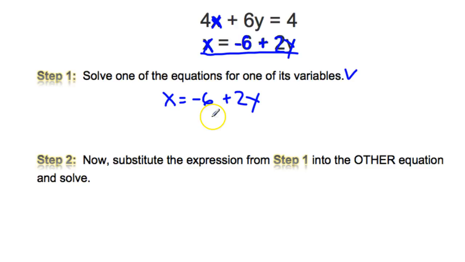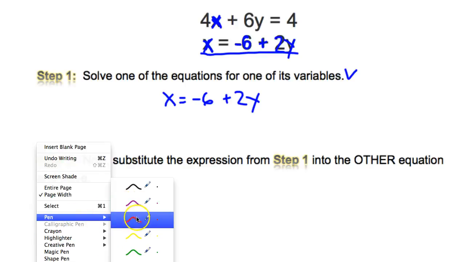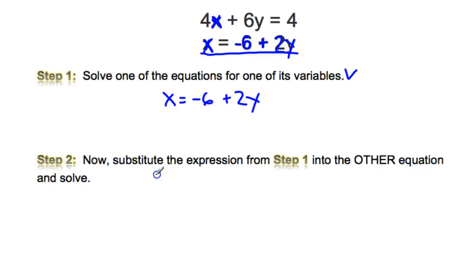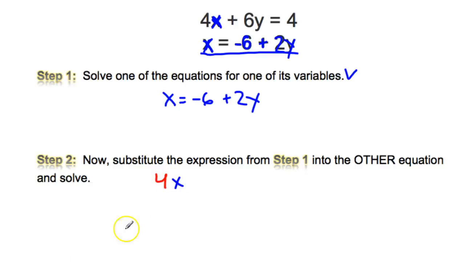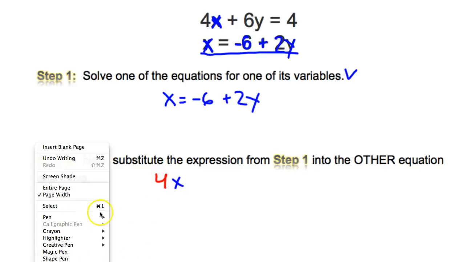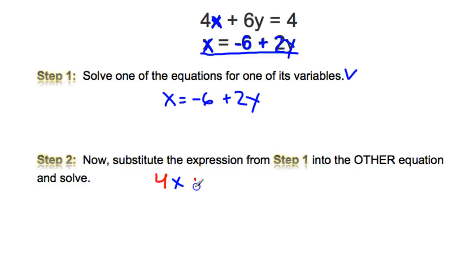So with step 2, it says substitute the expression from step 1 into the other equation. Alright, so my original equation, let me change my pen color to make this work. So I have 4x, I'll use blue for x again, plus, let me go back to the red, plus 6y equals 4. So that's the one on the top.